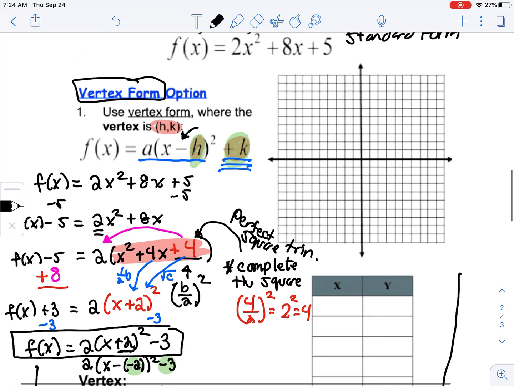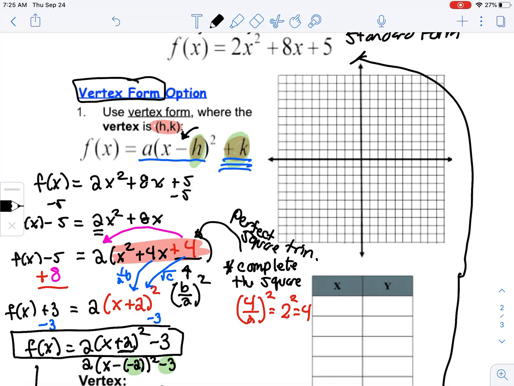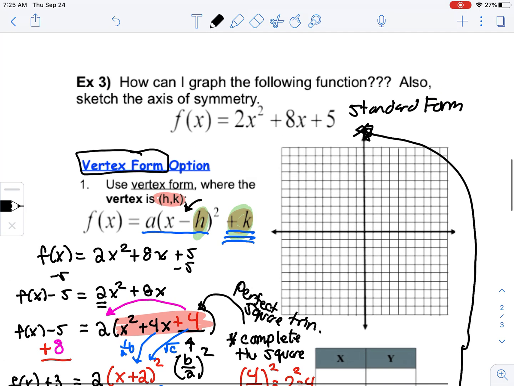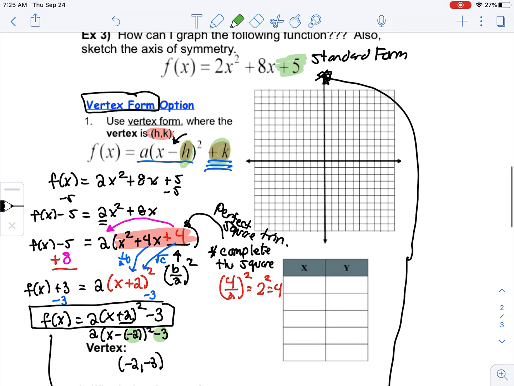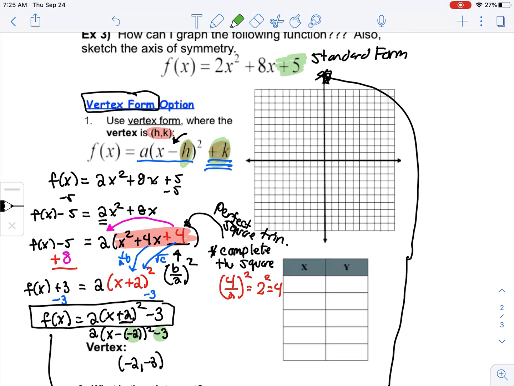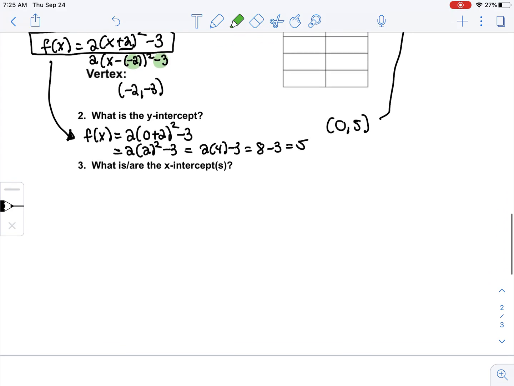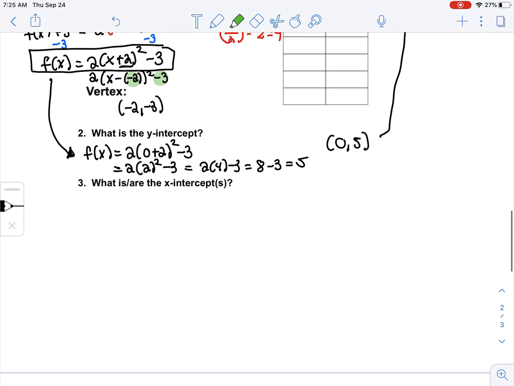The other option was to remember that we did start out with standard form, and we already learned that in standard form, the c value is the y-intercept. So if you do have the equation in both forms, you could find the vertex from one form and find the y-intercept from another. Now, to find the x-intercepts, we might have to do a little bit of work.